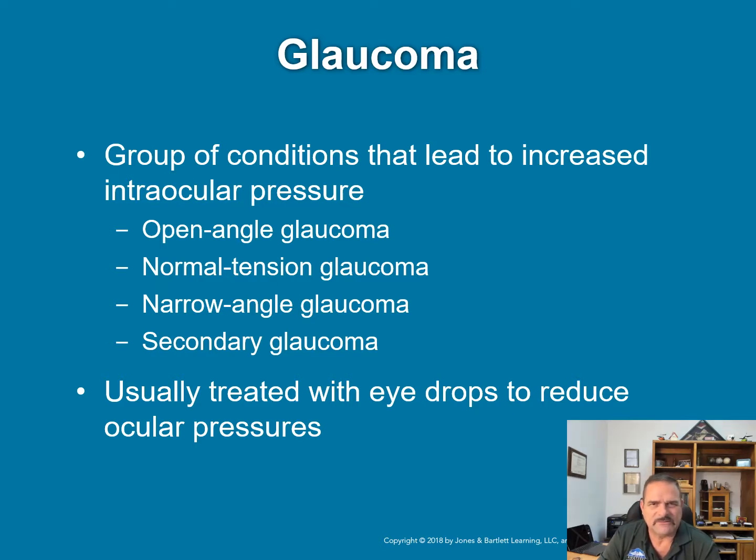Secondary glaucoma is the result of conditions that damage the drainage channel in the eye. It can be caused by diabetes, eye injuries, leukemia, sickle cell anemia, some types of arthritis, and cataracts, and it increases with age. Usually these are all treated with eye drops to reduce ocular pressures.